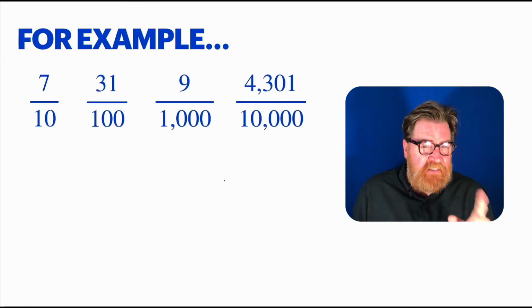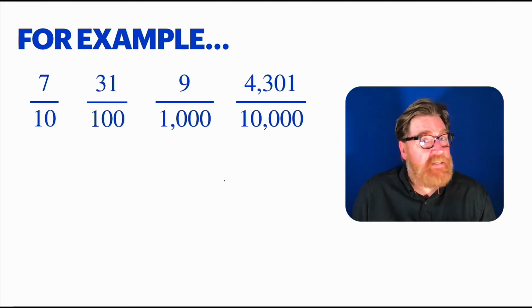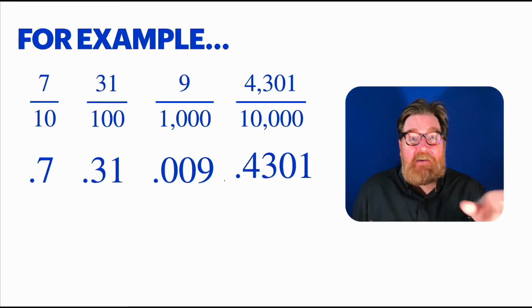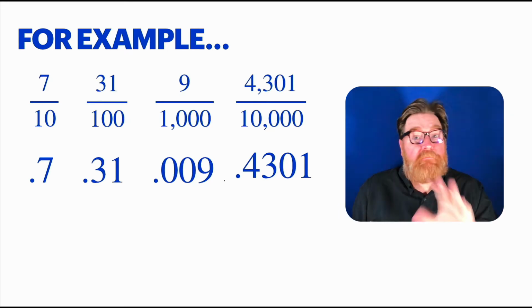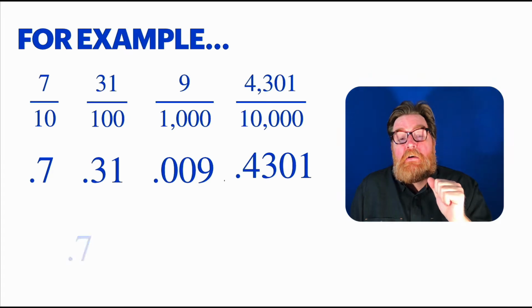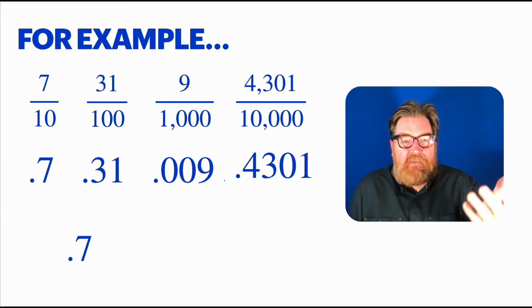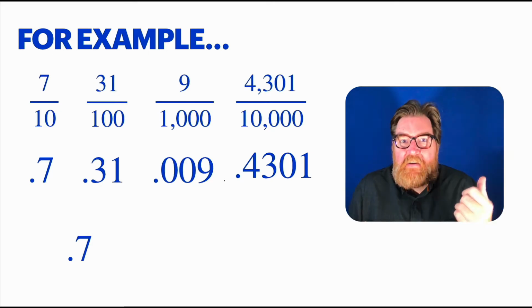For example, 7 tenths, 31 hundredths, 9 thousandths, 4,301 ten thousandths, those are all decimals. In fact, there they are, 0.7, 0.31, all the way down the line, okay? And by the way, 0.7 or 7 tenths, if you wanted to represent that, then we've got it covered, right? Because 7 tenths is just a fraction.